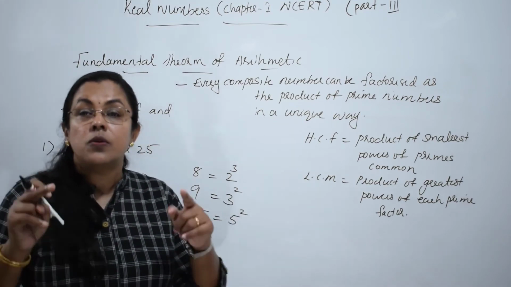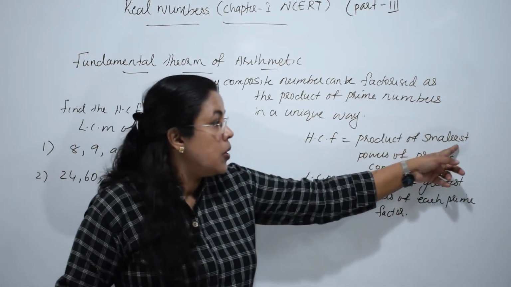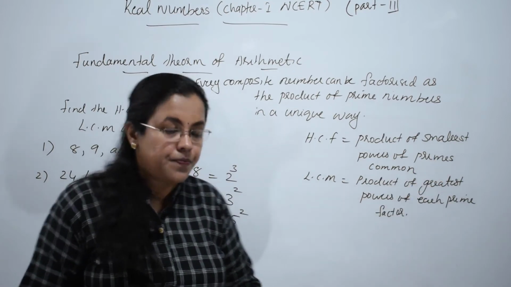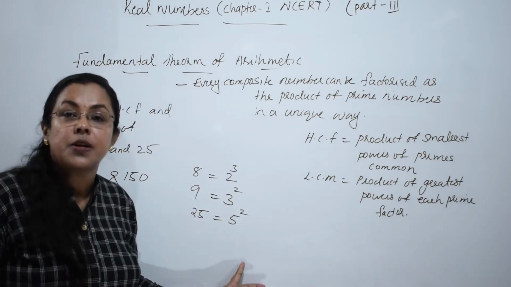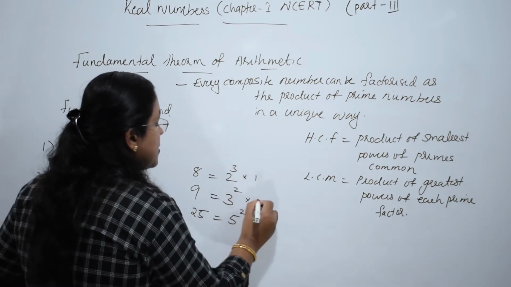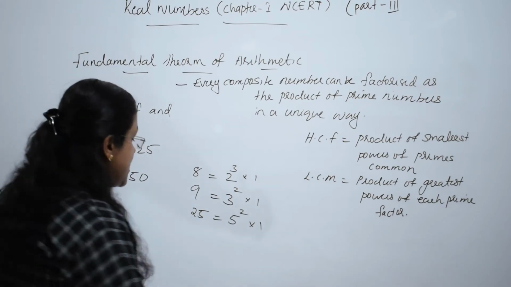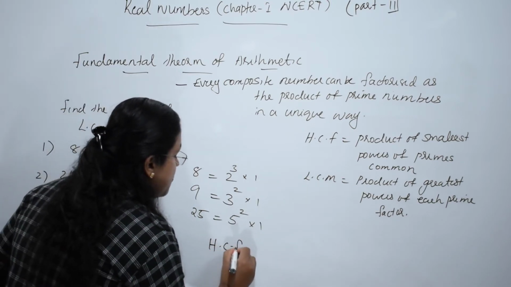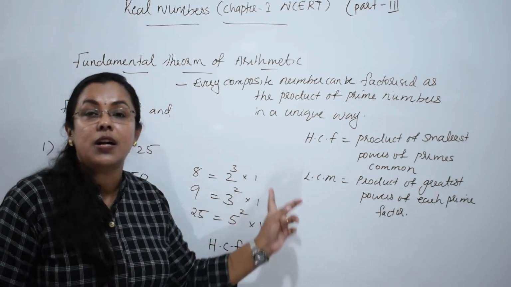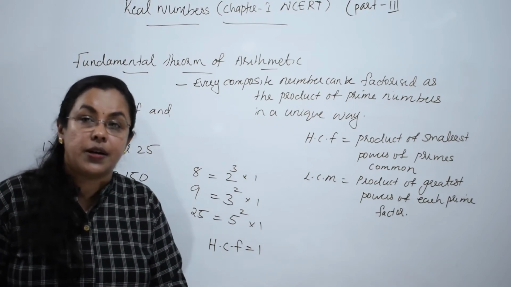Okay? Then what is their HCF? What is the meaning of HCF? Product of smallest powers of primes in common. What is common here? Nothing is common except 1. So what is their HCF? HCF is equal to 1.